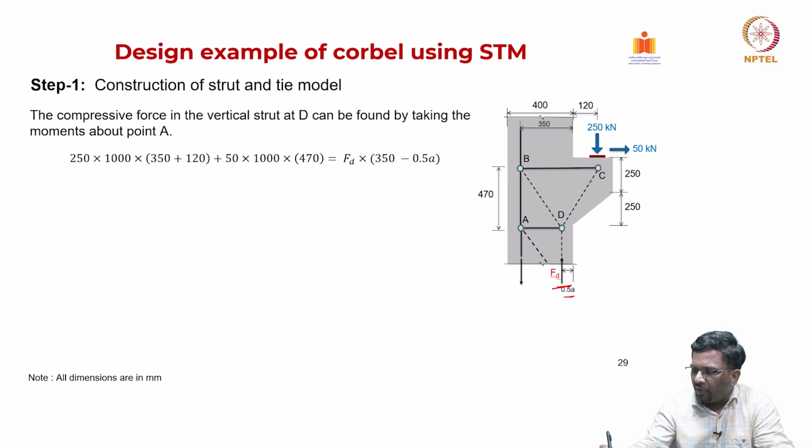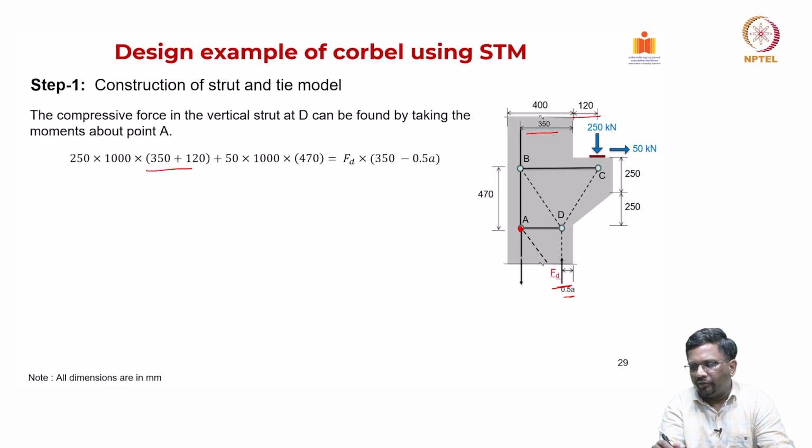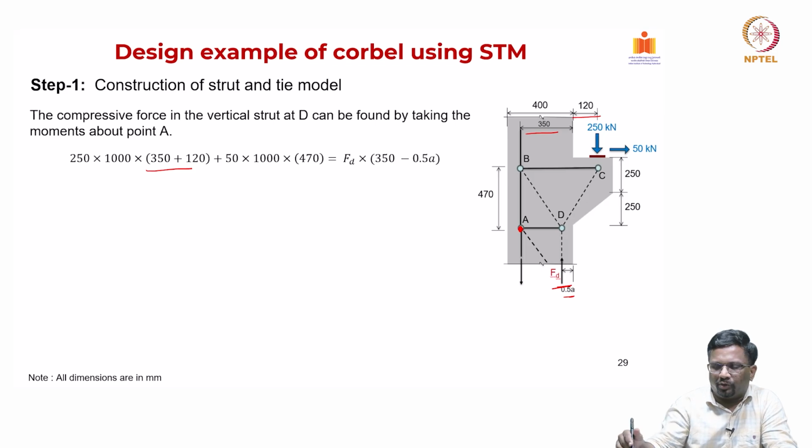Now, when you take moment about this point, you can see here it has to be 250 kilonewton. Now, what are the distances you can see here? 250 kilonewton is at a distance from here to here, which is 350 plus 120. So, 250 times (350 plus 120) is your lever arm, and that is producing a clockwise moment like this.